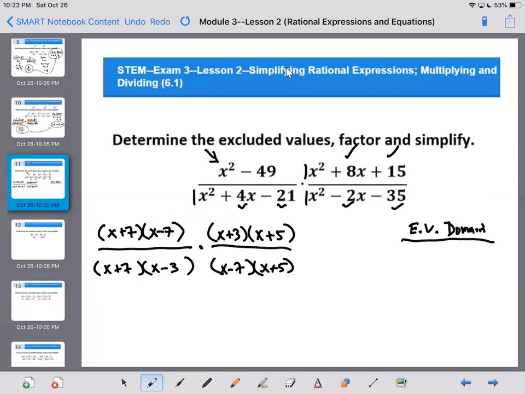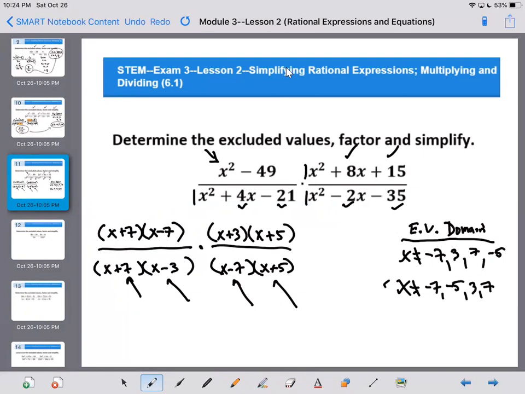What are your domain? Well, x cannot be negative 7. X cannot be 3. X cannot be 7. And x cannot be negative 5. So if I wrote those least to greatest, I'm not going to count off if you list those. It's just easier to recognize when I'm looking at your results. So least to greatest, negative 7, negative 5, 3, and 7. X cannot be those.